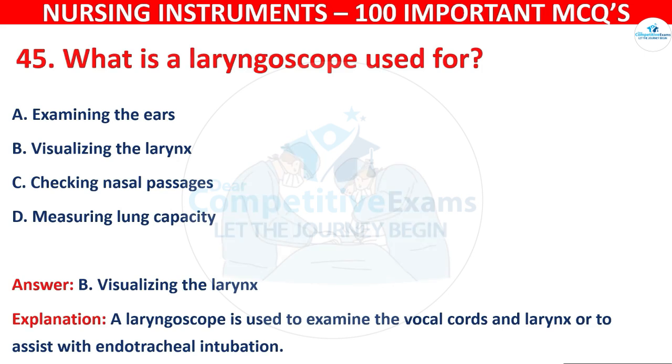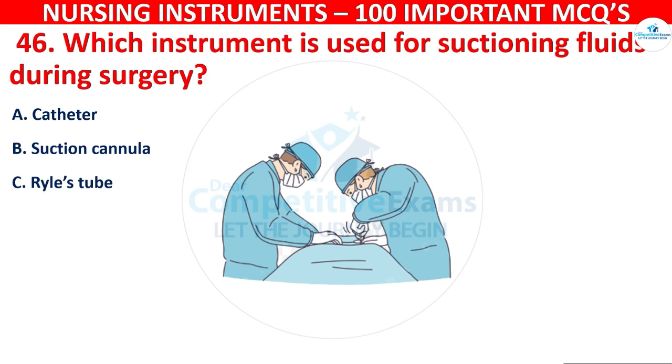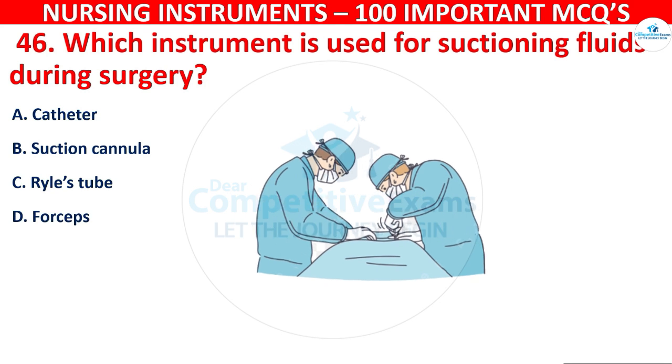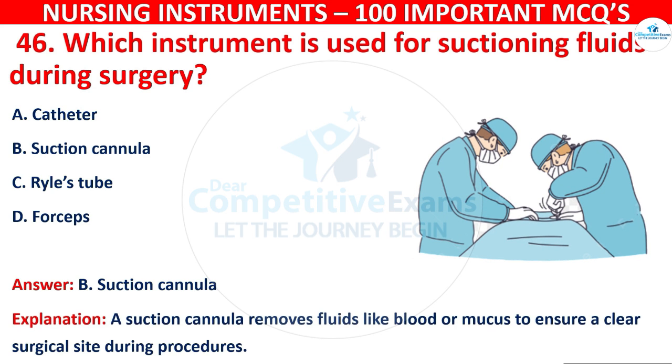Question number 46. Which instrument is used for suctioning fluids during surgery? Your options are catheter, suction cannula, Ryle's tube, or forceps. The correct answer is B, that is suction cannula. A suction cannula removes fluids like blood or mucus to ensure a clear surgical site during procedures.